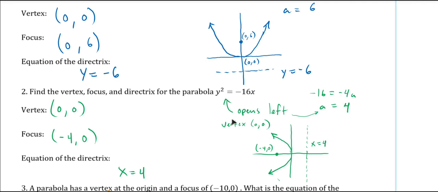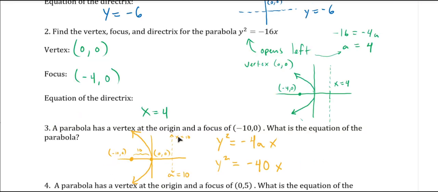This gives me enough that I could start sketching a picture, granted that I know that this also goes through the origin again. Notice there is nothing subtracting or adding to the y or the x. So I put a vertex at the origin, I have it open left, and then I think a is 4, so I go to the left inside the parabola by 4 units and I get to my focus. I go to the right outside the parabola, and if this is opening to the left, I need a vertical line here to be my directrix. So that's going to be the vertical line at x equals 4 and a focus at negative 4, 0.